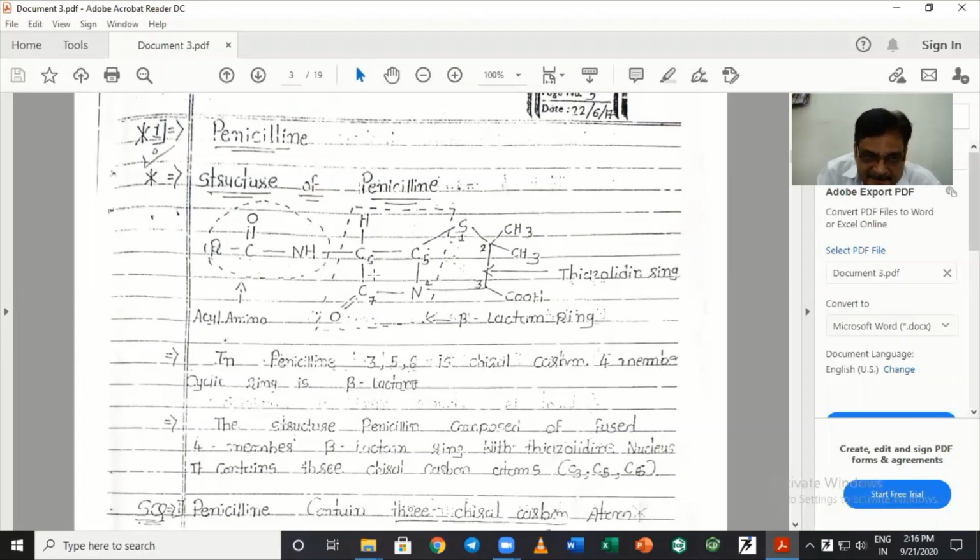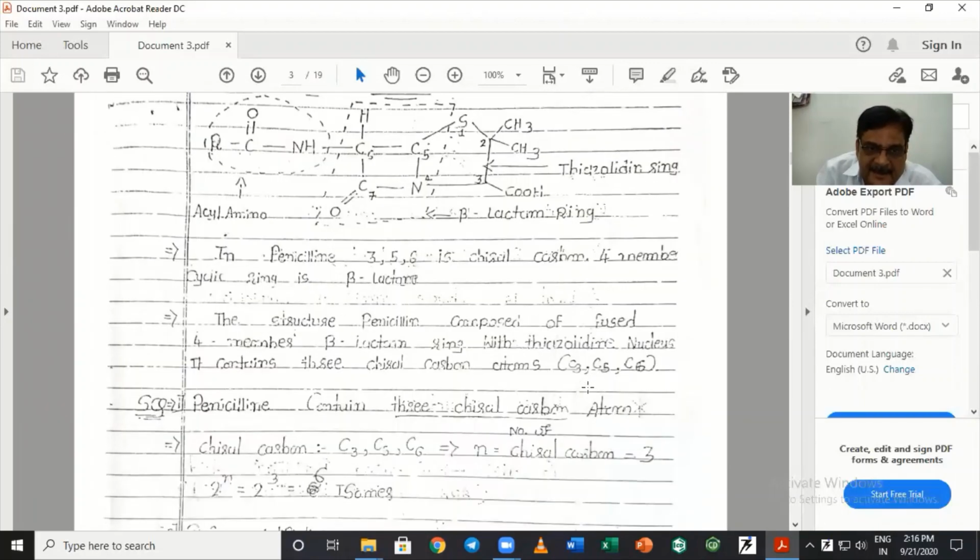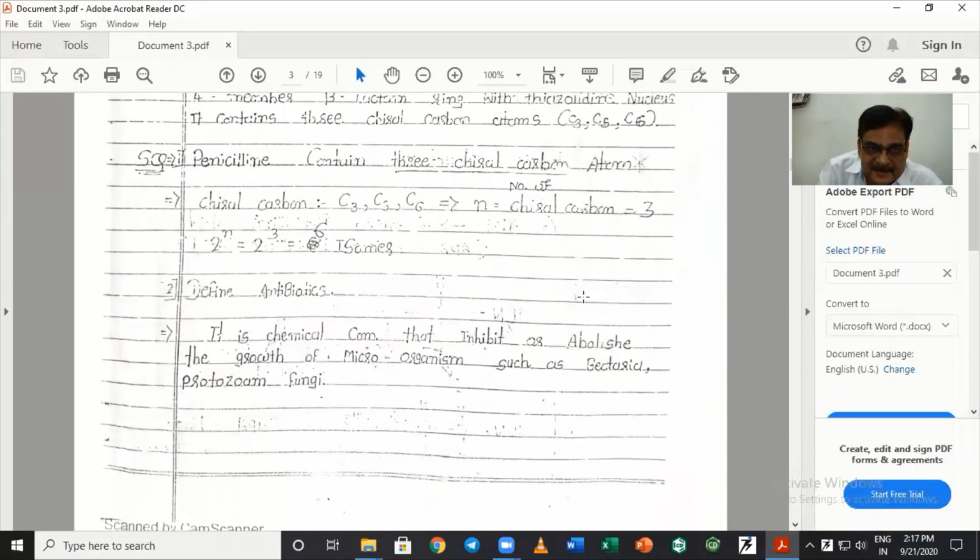And this beta lactam ring is a 4-member cyclic amide. It's called the beta lactam ring. When we discuss the chiral carbons of penicillin, there are 3 chiral carbons in the structure of penicillin. When the number of chiral carbons increases in any drug, the activity of the drug is affected. The number of isomers is 2 to the power N, where N is the number of chiral carbons. So 2 cubed gives 8 isomers of this penicillin. Its application is as a bacteriostatic agent against gram positive and gram negative bacteria.